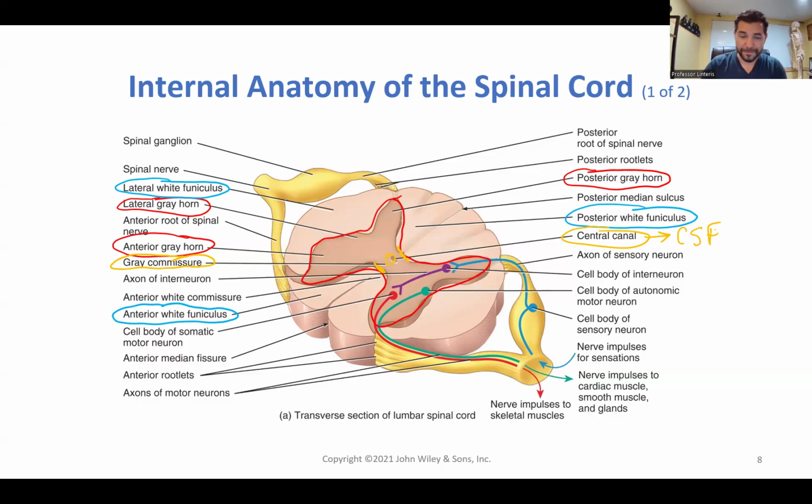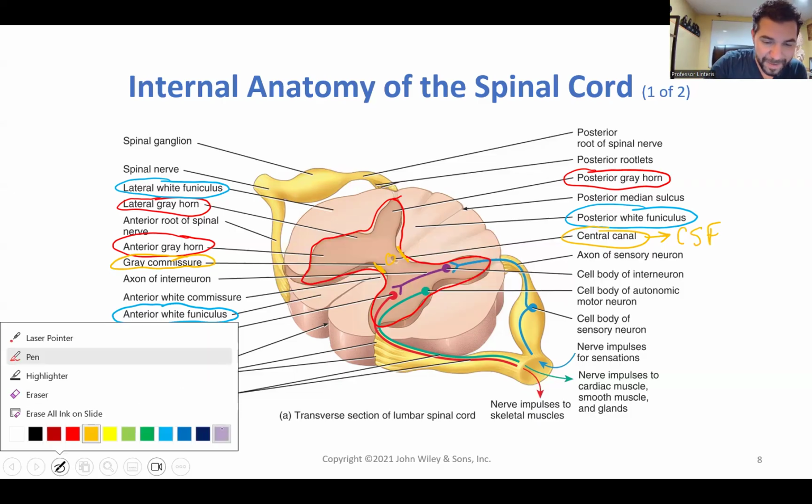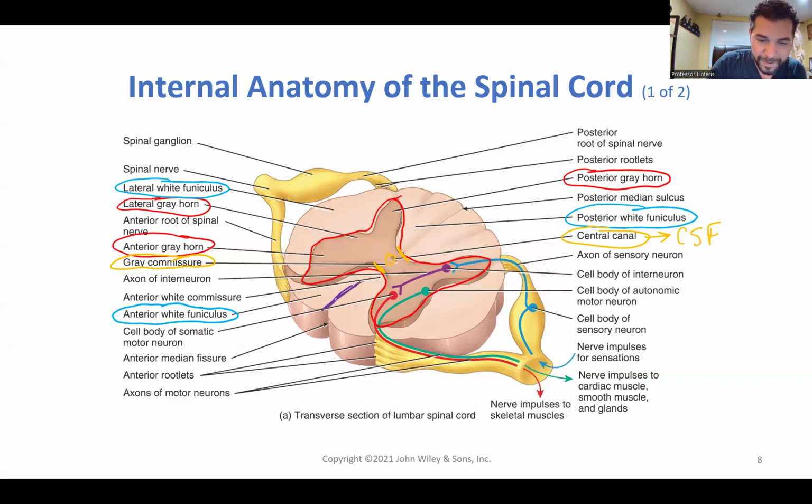Other important parts are these little spaces, if you will. There's a space in the front, and there's a space in the back. The back one is called the posterior median sulcus. And your front one is called an anterior median fissure. When we talk about the brain, we'll dive a little bit more into those terms, but a fissure is bigger and the space in the front is bigger, and a sulcus is smaller. So the space in the back is a little bit smaller. It's not as wide of a gap.